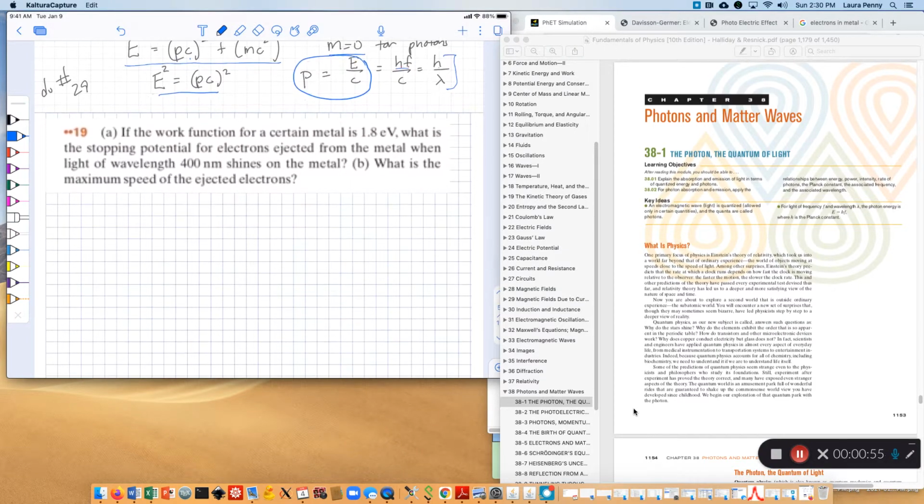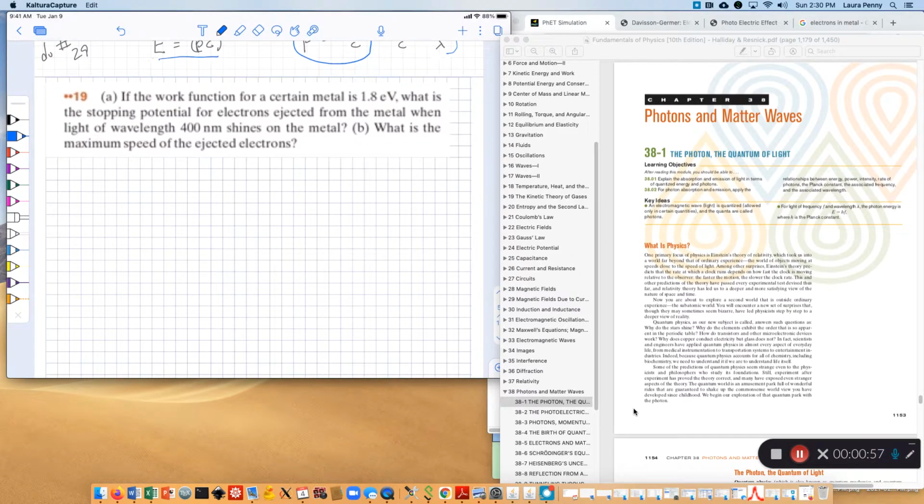So let's do this problem. Number 19 has to do with the photoelectric effect. It says if the work function for a certain metal is 1.8 electron volts, what's the stopping potential? So that's Vs. What's the stopping voltage for electrons that are ejected from the metal when light of wavelength 400 nanometers is incident on the metal?